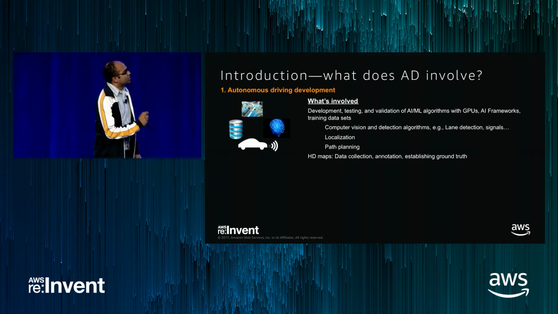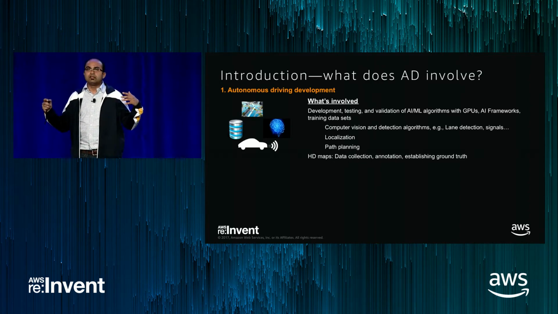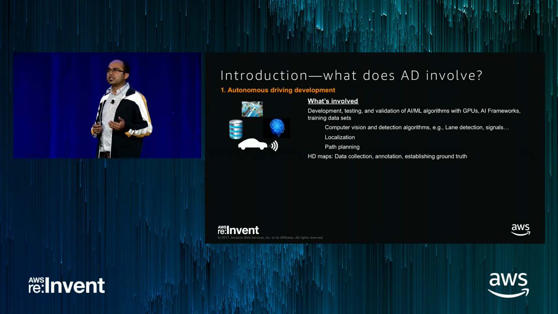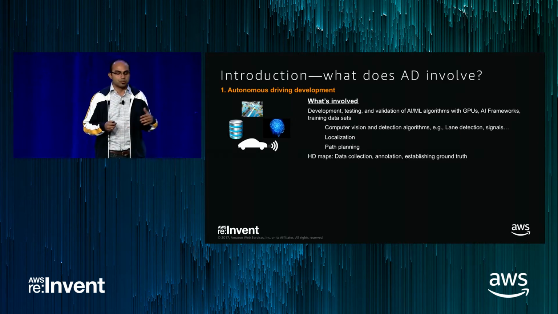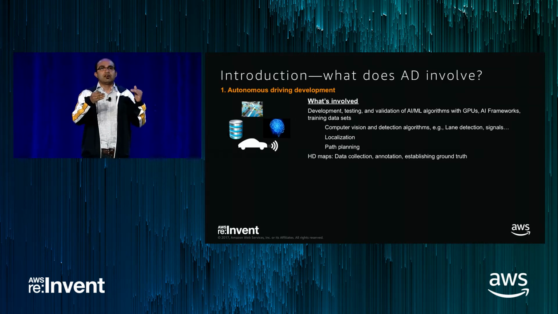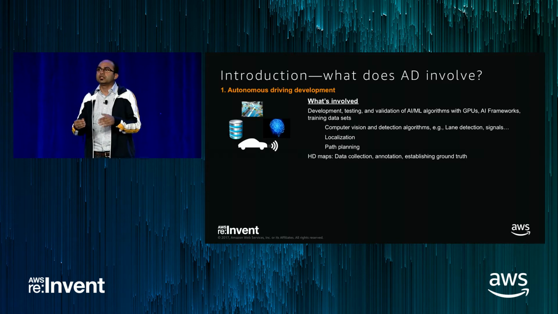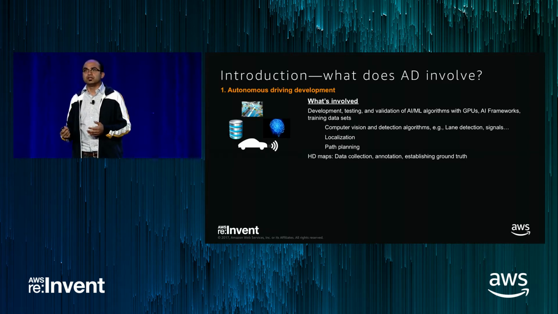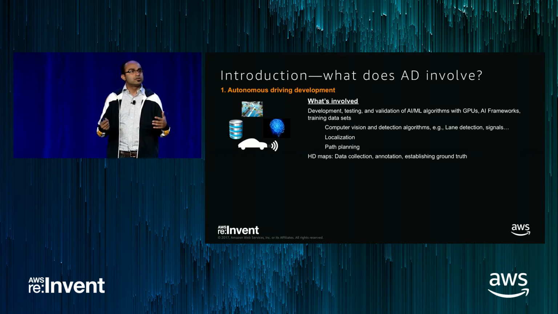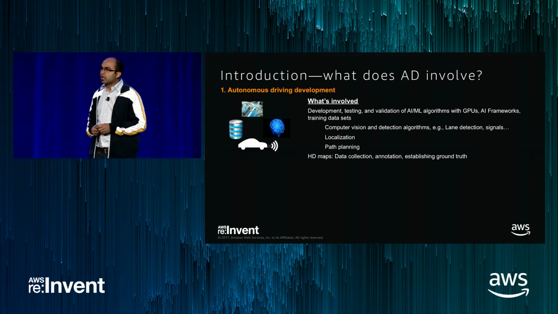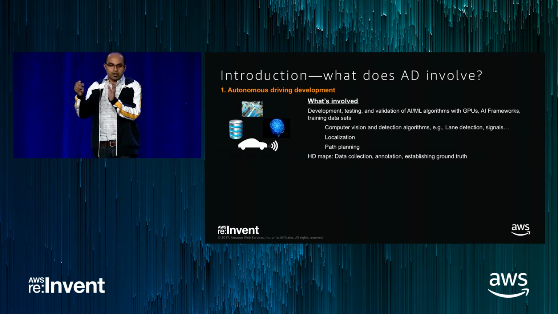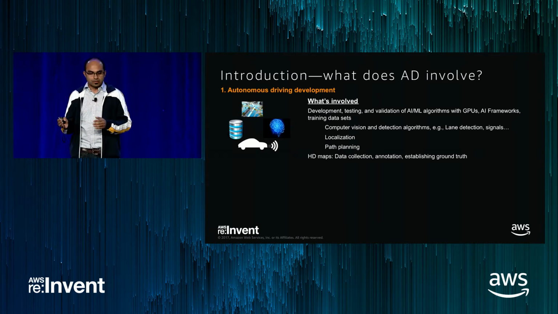Cool. So autonomous driving development, what's involved? Let's actually break this down. So we have the computer vision and the detection aspect. Whether it's lane detection, traffic signs, or people detection, all of that comes under this. The second aspect is localization. So you want to know what's around you and use that to guide where the vehicle should go. Path planning, right? Localization and object detection help you decide where you can direct the vehicle.